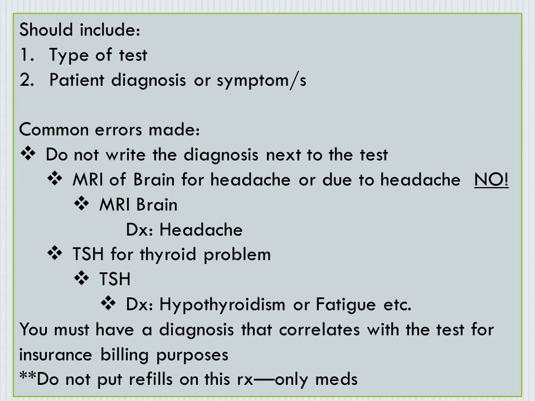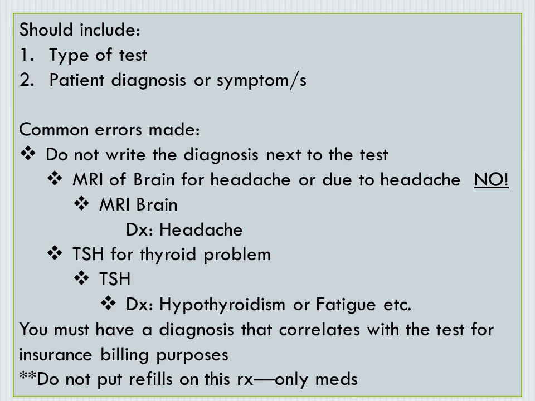But some of the common errors that students make with this is they do not write the diagnosis, or they write the diagnosis next to the test. So for an MRI of the brain, some students write MRI of the brain for headache or due to headache. No, that's not what you do. You have to have specifically a diagnosis listed with the word DX or the word diagnosis. MRI of brain, DX, headache. Thyroid, same thing. TSH for thyroid problem. No, you don't want to write it like that.